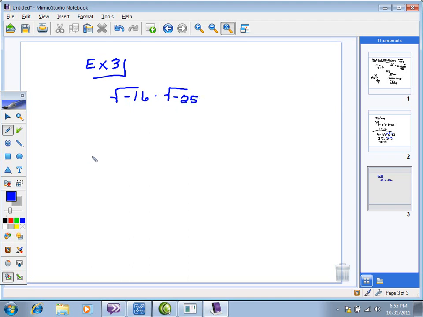What's the first thing I have to do before I even think about multiplying? You're in the negative. In other words, do what? The imaginary, like just pull the negative out and put i in front of it. Okay. So in other words, here I'm going to make an i. Square root of 16 times i square root of 25.